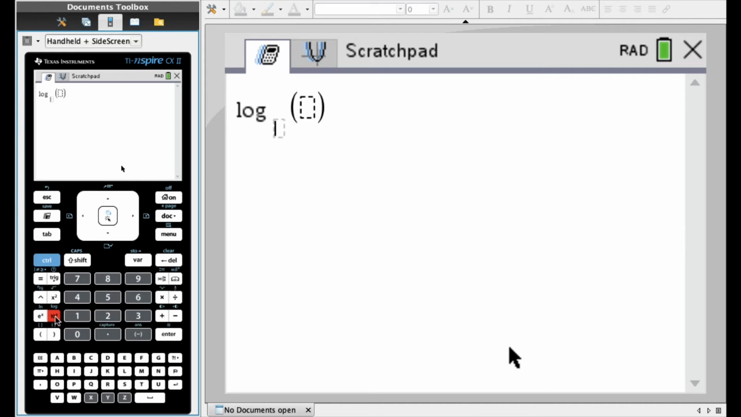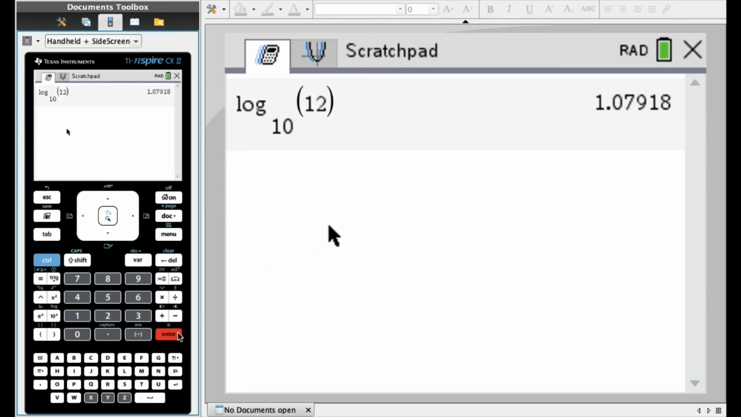Now, the basic log is always base 10, so you don't need to put the 10 there. You see how right here the cursor is in the base. You could put a different base there if necessary, but we don't need to put anything there. We just want the regular log. And so here the question we were looking at was log 12, so we're just going to do logarithm of 12, and you'll notice that when I push enter, it solves it for me, right? It gives me 1.07918.